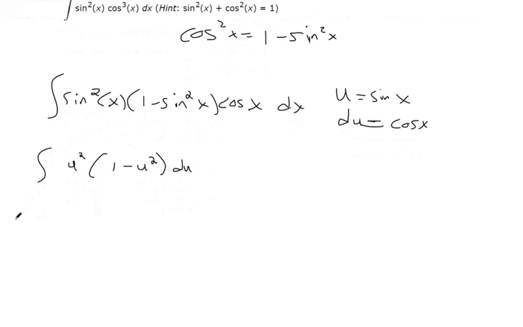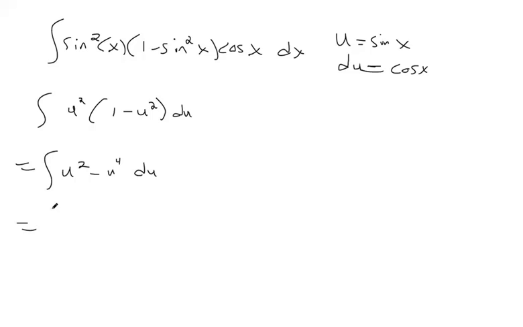Okay, that's what it looks like with u substitution, so we can distribute that u squared, I mean. Now, the antiderivative is 1/3 u to the third minus 1/5 u to the fifth plus some constant c, and then the final answer is when you plug sine x back in. So 1/3 sine cubed x minus 1/5 sine to the fifth x plus some constant c.